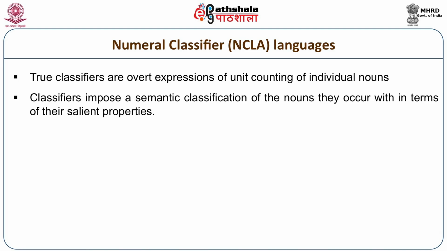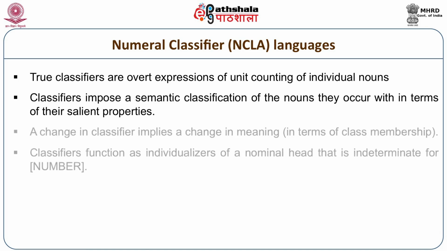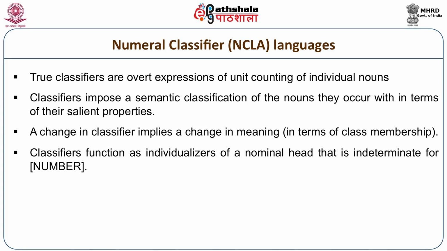We also need to understand that classifiers impose a semantic classification of nouns. They occur in terms of their salient properties. Finally, classifiers function as an individualizer of a nominal head that is indeterminate for number. So the existence of number morphology may quite naturally preclude the existence of a noun classifying system.